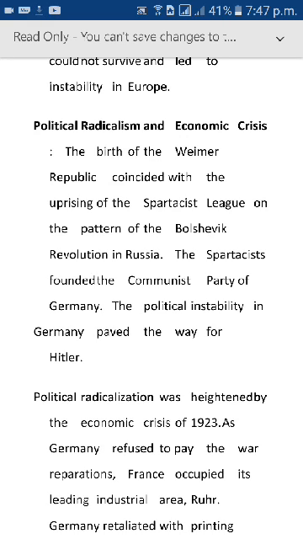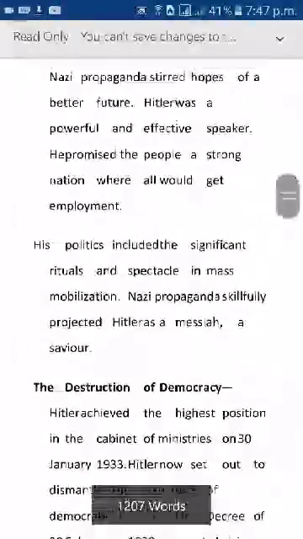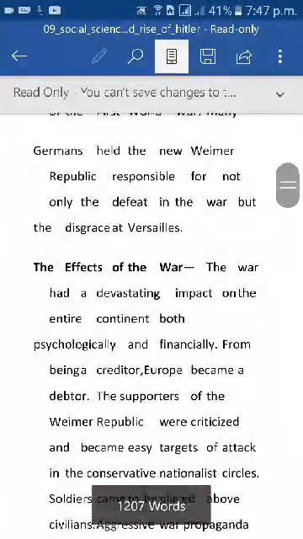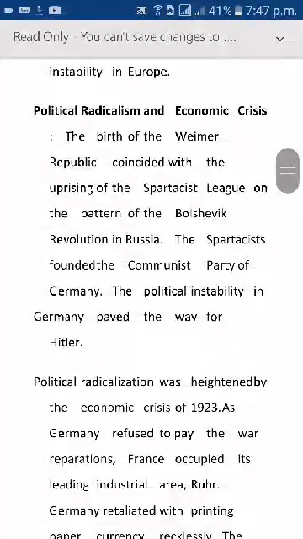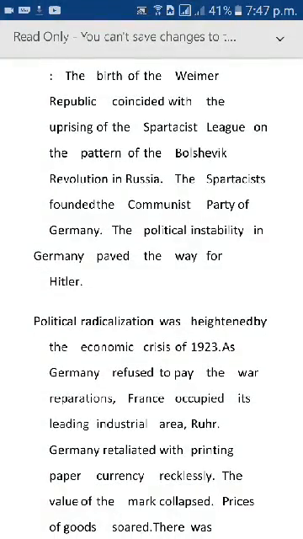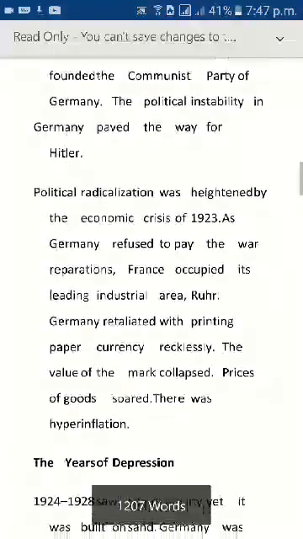So directly you can take down the main points: political radicalism and economic crisis. The birth of the Weimar Republic coincided with the uprising of the Spartacist League, on the pattern of the Bolshevik revolution in Russia. The Spartacists founded the Communist Party of Germany. The political instability in Germany paved the way for Hitler.